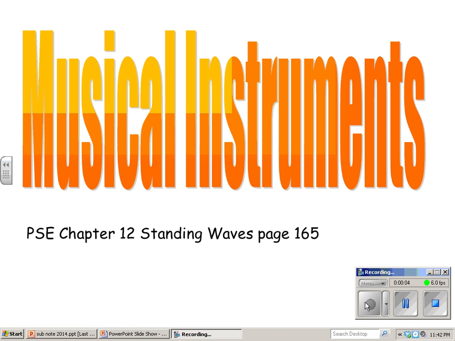Okay, gang, looks like I'm going to try this again. This is my third shot at this tonight. So, this is the musical instrument notes.